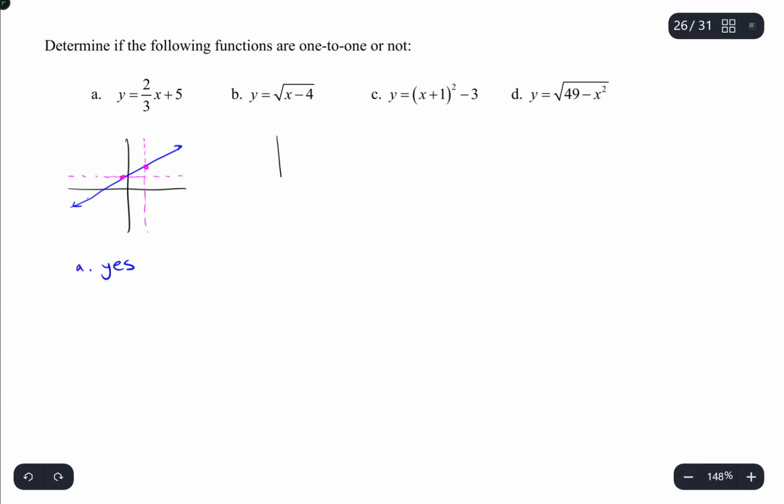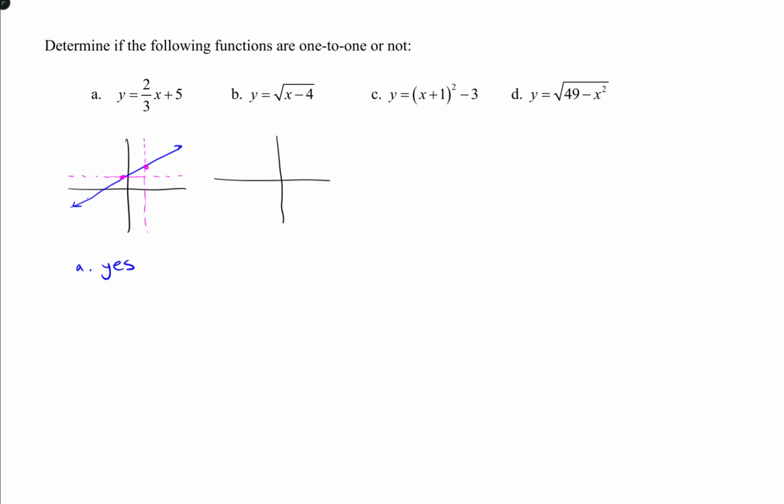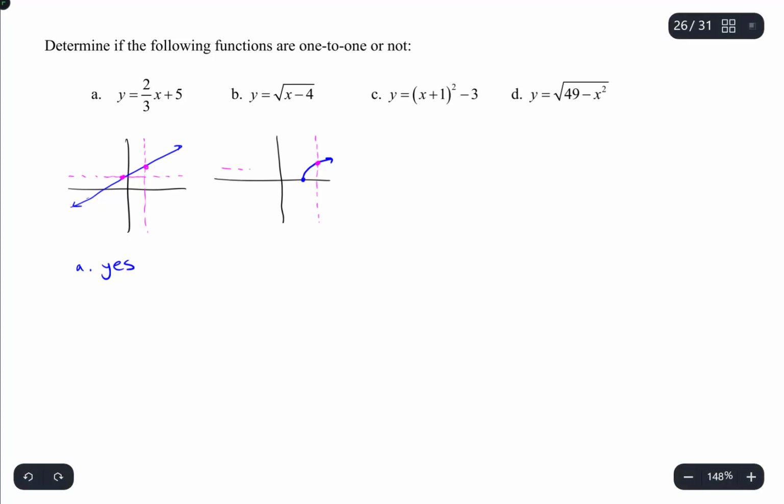Now for part B, what we have is a square root. And this particular square root would be shifted to the right by 4 units, but it really doesn't matter because it doesn't affect the shape that much. The vertical line test would certainly be passed. Any vertical line you draw would only touch this graph at a single point. And then also it would pass a horizontal line test because any horizontal line you draw would only touch the graph at a single point. So because it passes both, it is indeed a one-to-one function.